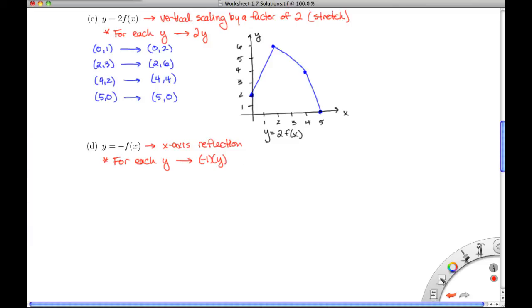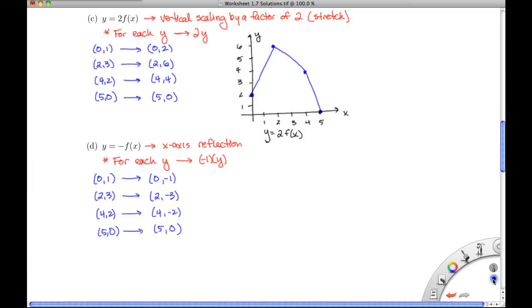So let's go ahead and do that with each of these points. So we've got 0, 1, 2, 3, 4, 2, and 5, 0. And if we change the sign of all of the y-coordinates, x's are going to be unchanged here because we're just doing one transformation. It's going to be 0, negative 1, 2, negative 3, 4, negative 2, and 5, 0. So again, the x-axis really doesn't get changed for this vertical transformation.